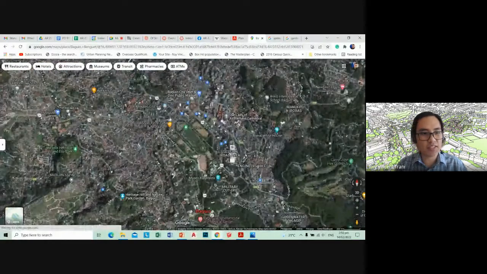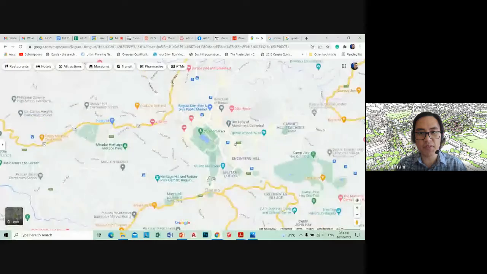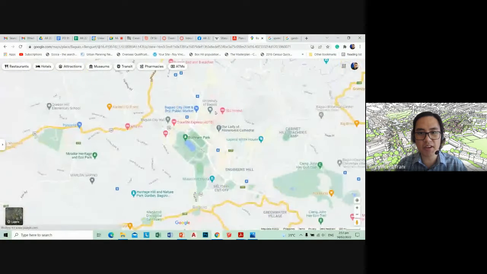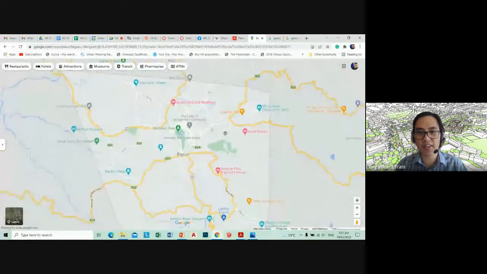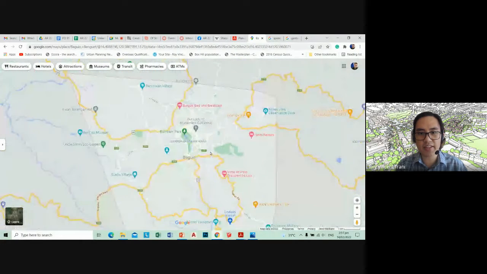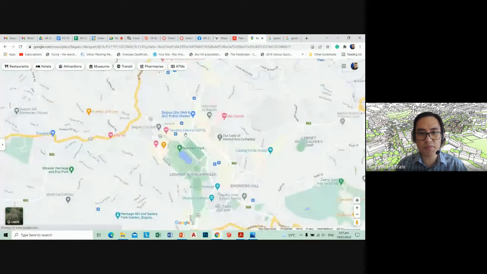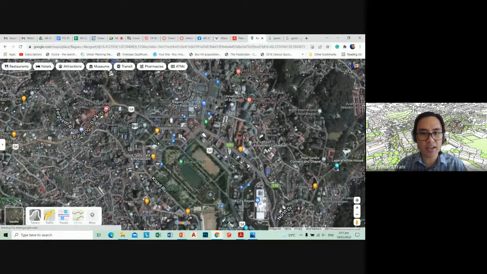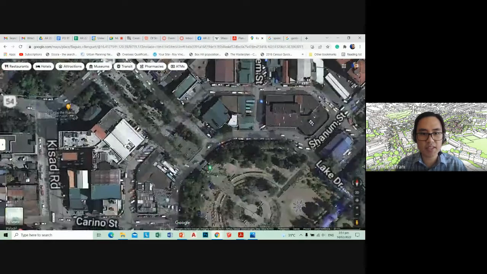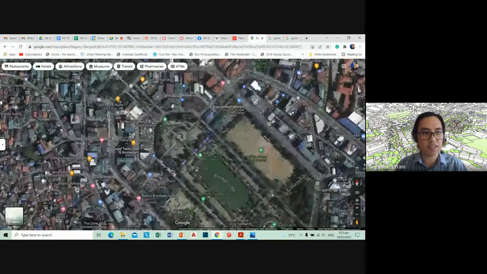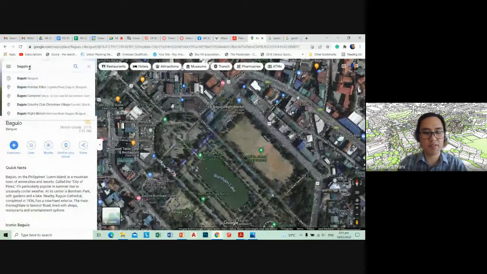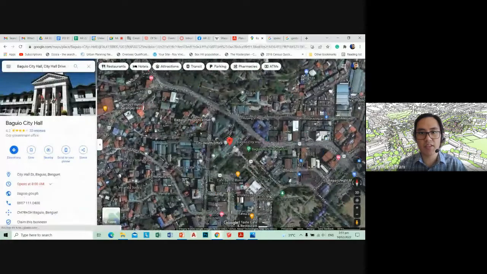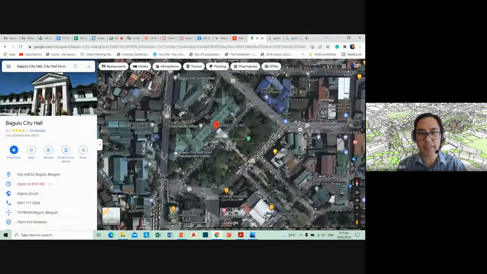So, just let's do a simplified view. Notice Baguio City, the heart of the city here is really the park. Just looking at that. And then next to it would very clearly be public offices. Where is their city hall? Let's see, Baguio City Hall. Just a bit over here at the end of the park.